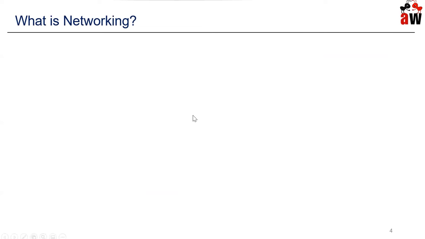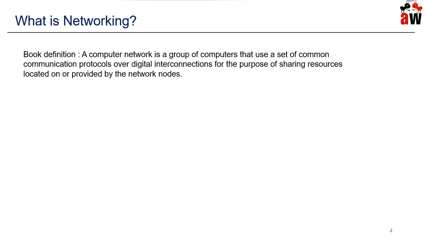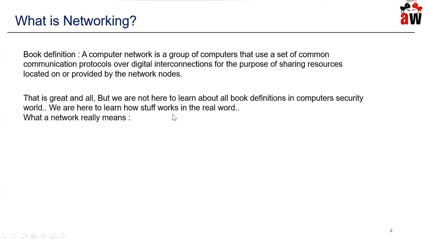The book definition of a network is basically a group of computers that use a common set of communication protocols over digital interconnections for the purpose of sharing resources or providing network services over network nodes, right? That's a book definition. This comes from Wikipedia, and this is what you're going to learn in any academia, maybe with variations in wording. This definition is great, and you will have many definitions.